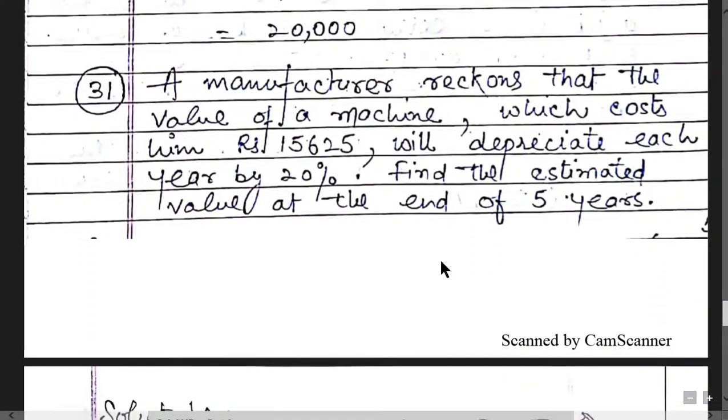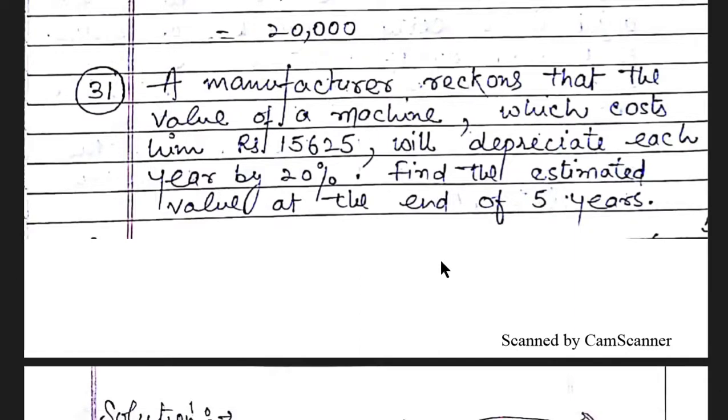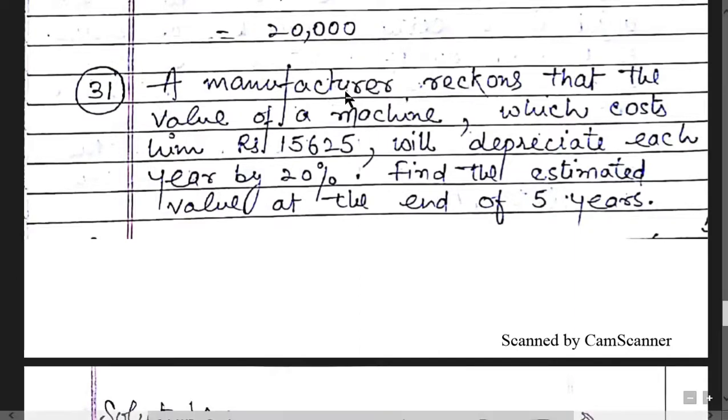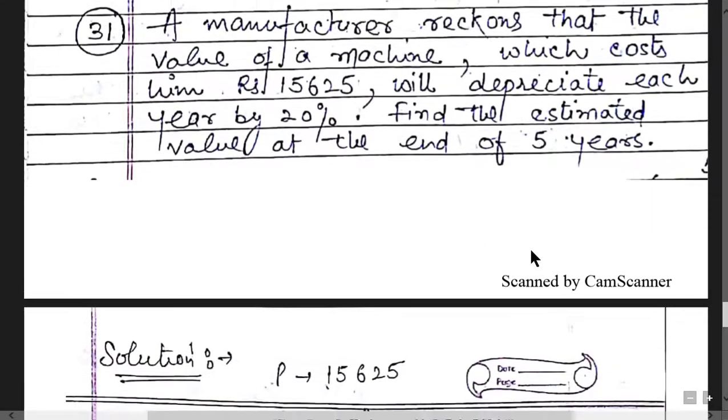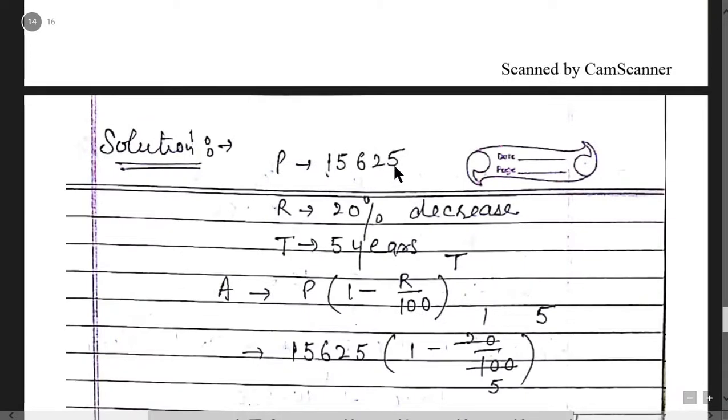A manufacturer reckons that the value of the machine which cost him rupees 15,625 will depreciate. The machine will depreciate each year by 20%. Basically you have to apply the formula of compound interest here, P into 1 plus R over 100 to the power T. But in place of R, you write minus 20 because depreciation is there for 5 years. P is 15625, then 20% decrease, then 5 years. Here you have to apply the negative sign.